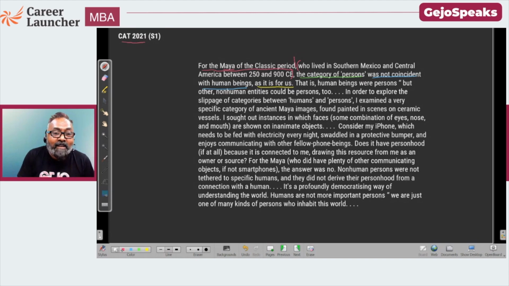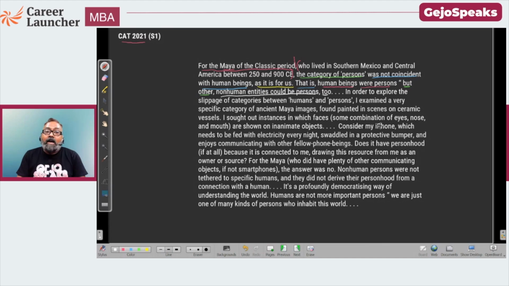Now, what is the second part saying? It is coming back and trying to help us understand. Human beings were persons, but other non-human beings could be persons too. That's all. So far, these two sentences are clearly talking about what the Maya of the classical period thought about the category of persons. We think that persons mean human beings. They thought not just human beings, but non-human entities could also be persons.